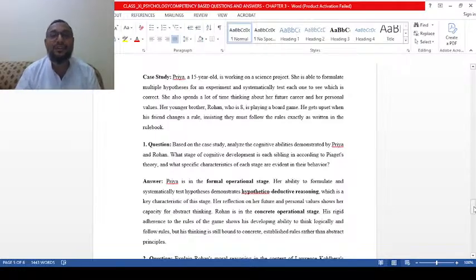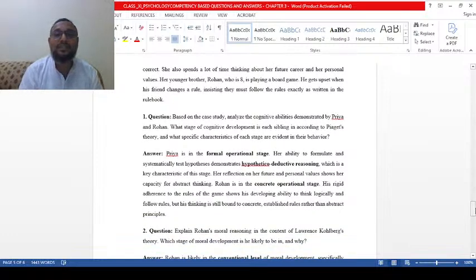You read this case, you will understand. So, based on the case study, analyze the cognitive abilities demonstrated by Priya and Rohan. What stage of cognitive development is each sibling in according to Piaget's theory?